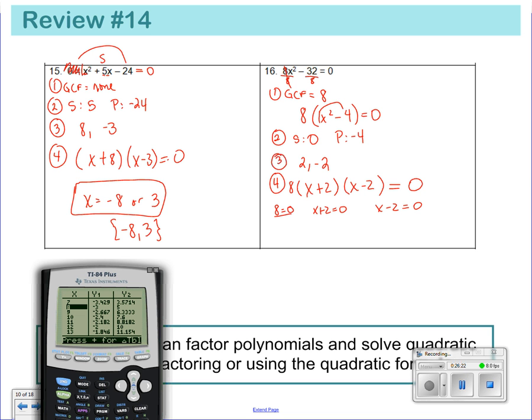Notice that 8 equals 0, well, they're both numbers. There's nothing to solve, and this is not a true statement, so I'm going to ignore it. Now I have x plus 2. Let's solve it. We'll subtract 2 from both sides. That gives us x equals -2. And in our other factor, x minus 2, we'll add 2 to both sides, and that'll give us x equals +2. So our answer is x can be -2 or it can be +2.